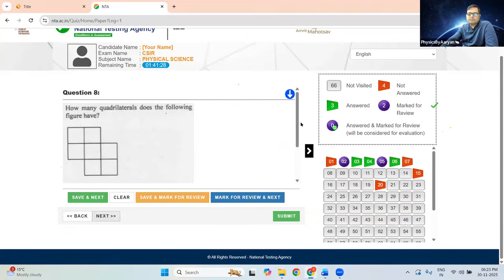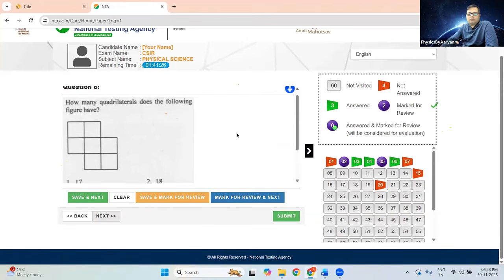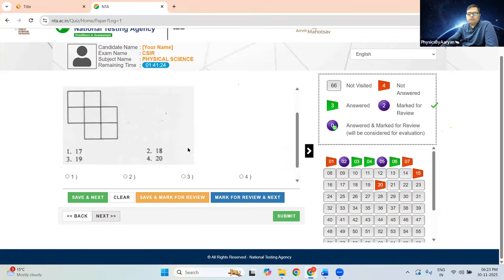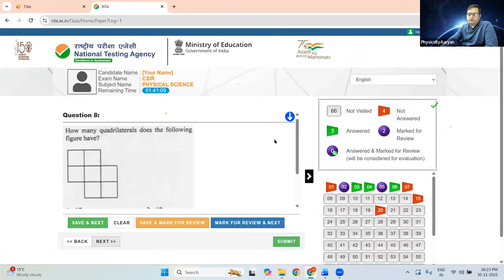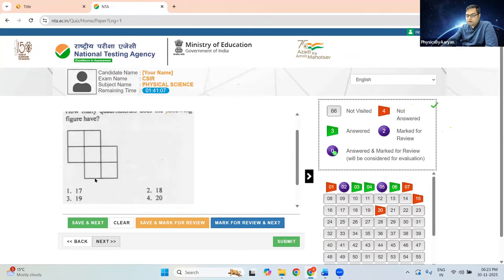How many quadrilaterals does the following figure have? Now if the options had been 3, 4, 5, 6, I would have counted. Now, let's say you saw the diagram, what is the first idea your brain said? Let's count. If you don't know the trick, you will count. I will never count.